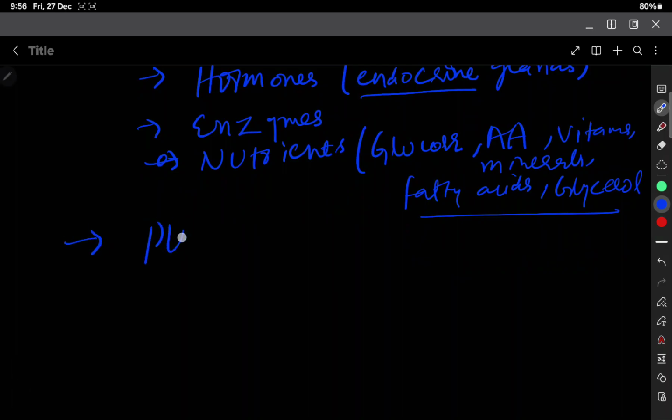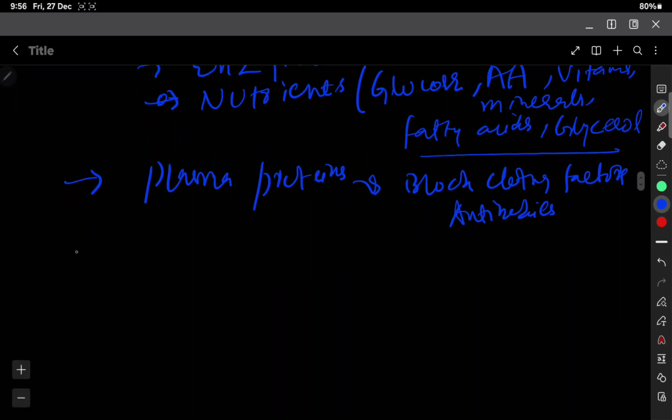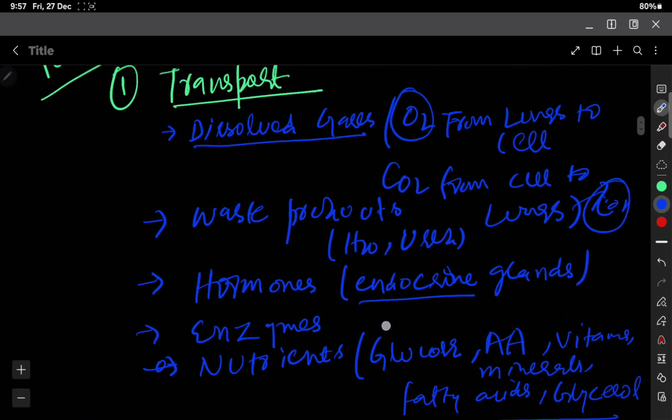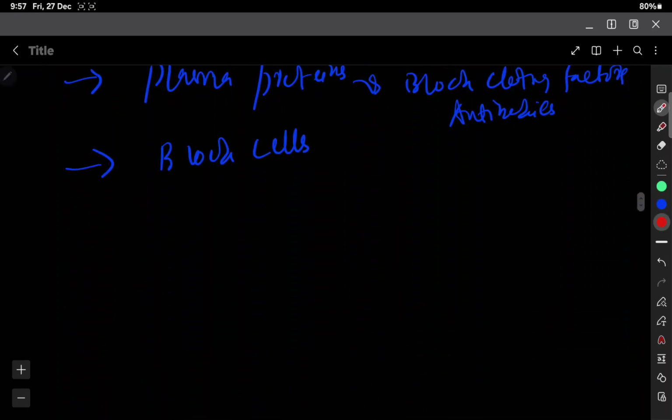Okay, it also transports plasma proteins which are associated with the defense. For example, blood clotting factors. It also transports antibodies. Then there is a transport of blood cells also, WBCs and red blood cells. It helps in transportation of blood cells also. So this was the first function of the blood, which is transport, and it also transports other things also.